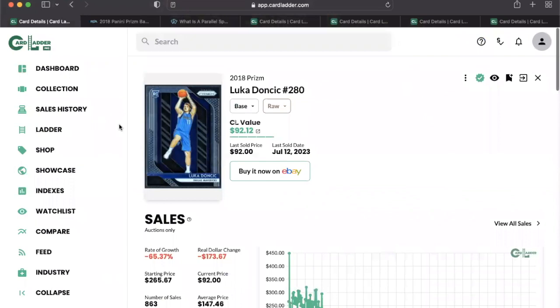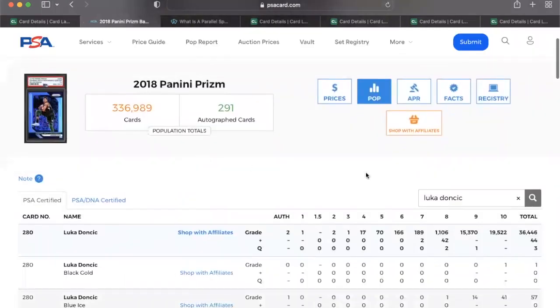So again, this is the individual card. You will never really know how many were printed. There could be thousands, there could be hundreds of thousands, there could be millions. If it's not numbered, you will not know how many were made. The population gives you an amount to gauge how many were made based on how many were submitted to a particular grading company.